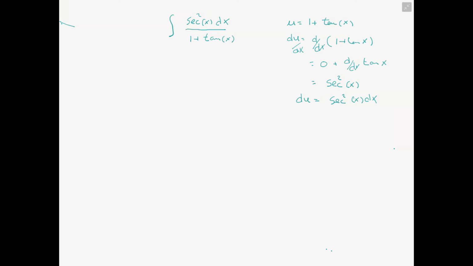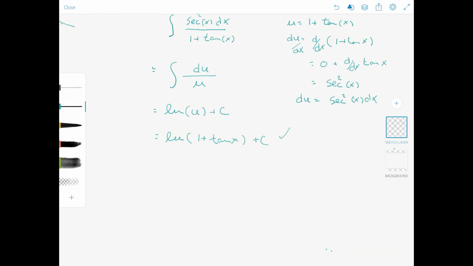So once again, we have that same form. We can substitute du over u, and we're back to ln of u plus c, which equals ln of 1 plus tangent x plus c. And that should be the answer.